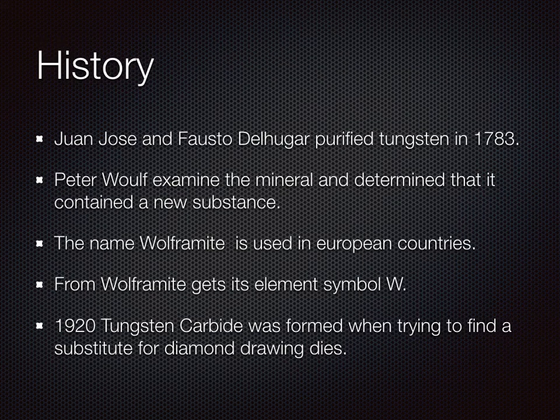And a little bit of background. Juan José and Fausto de Elhuyar purified tungsten in 1783, although Peter Wolf examined the mineral, which came to be known as wolframite, after he determined that it contained a new substance. The name wolframite is used in most European countries, and because of that name, its element symbol is W.